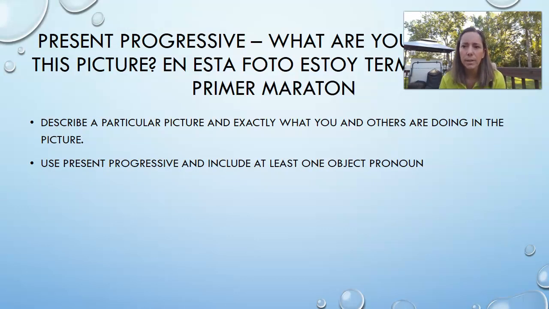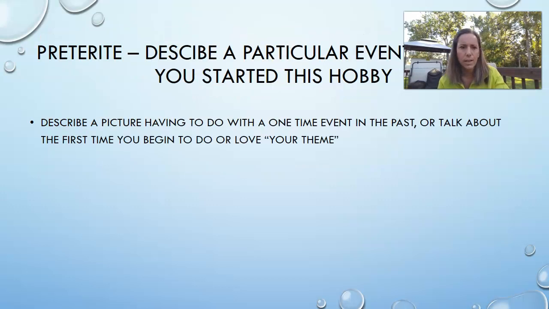Next one is the present progressive. Give me a picture and describe what you're doing in this picture. En esta foto estoy terminando mi primer maratón, for example. Describe a particular picture and exactly what you and others are doing in the picture. Use present progressive and include at least one object pronoun with that. I might not have done that in my sample now that I think about it, but I can fix that.